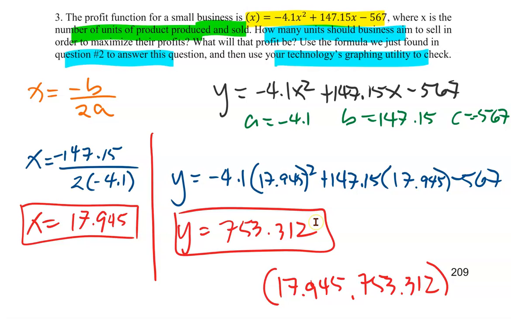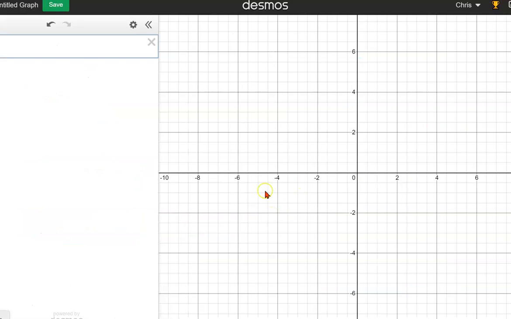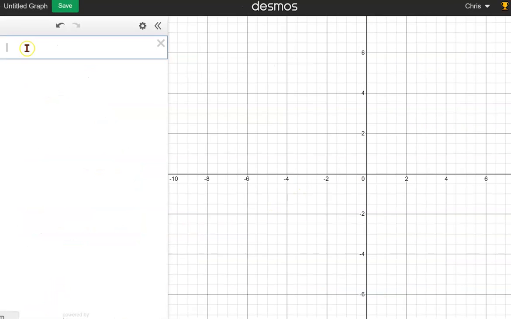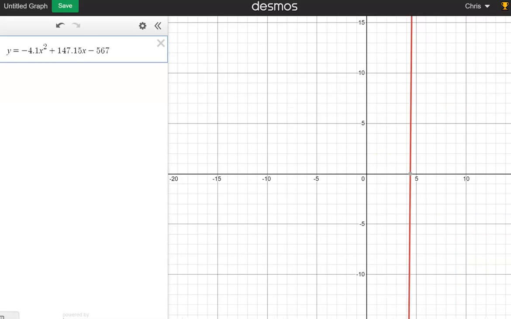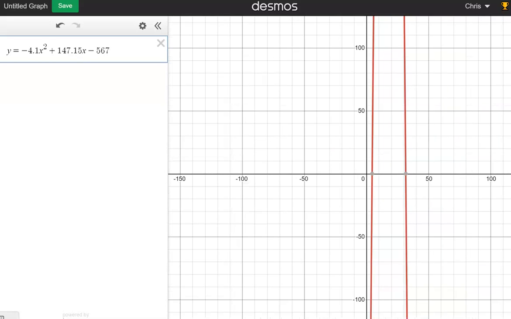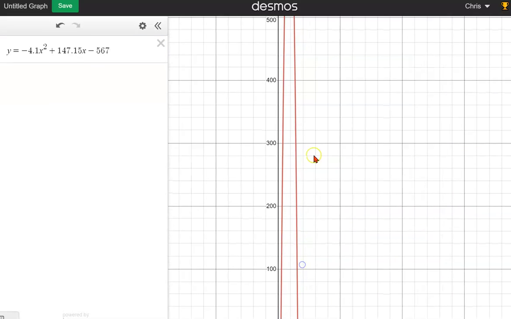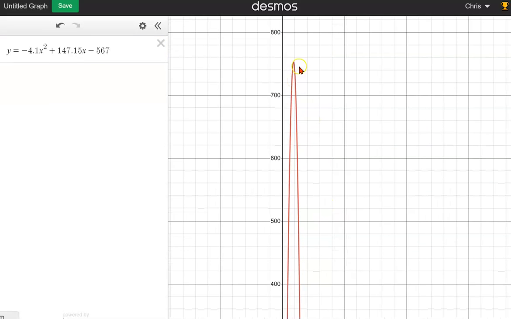And let's check using Desmos. So here we type the equation and let's zoom out to find the point of intersection, or move this, and here you go. Here's the point of intersection. Just click on the top and you'll see that it is 17.945 and 753.312.